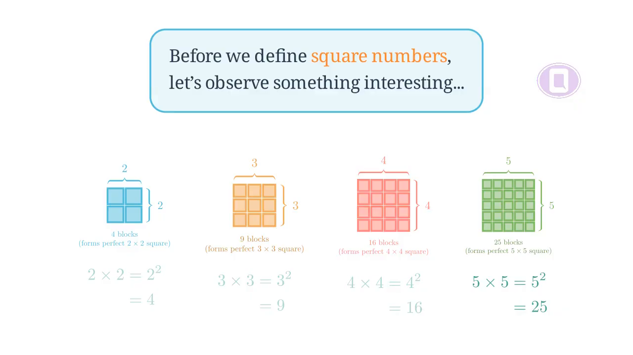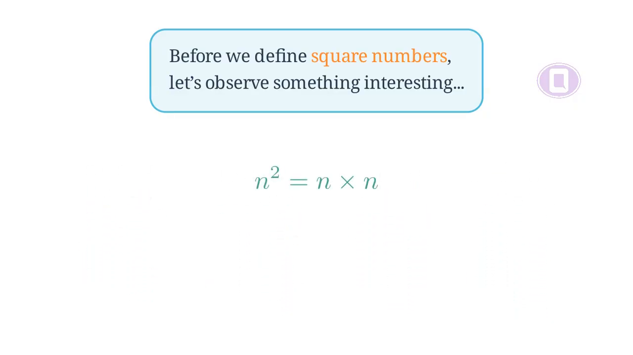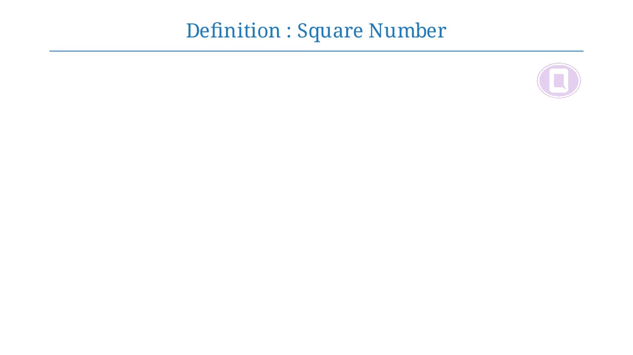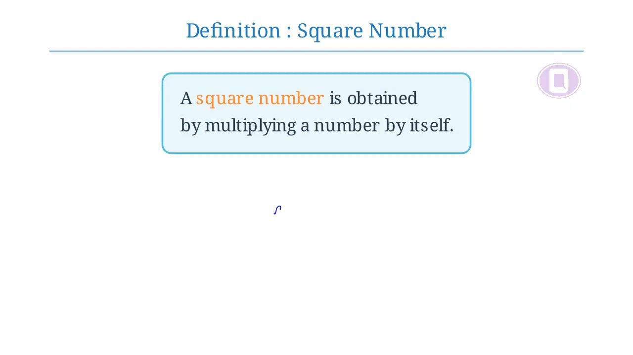What do you notice? Each of these numbers is formed by multiplying a number by itself. In general, we write this as n squared equals n times n. Therefore, a square number is a number obtained by multiplying a number by itself. Mathematically, we write this as n times n and pronounce it as n squared.